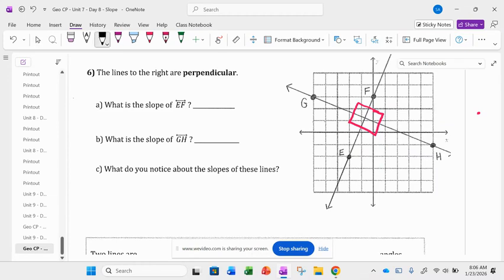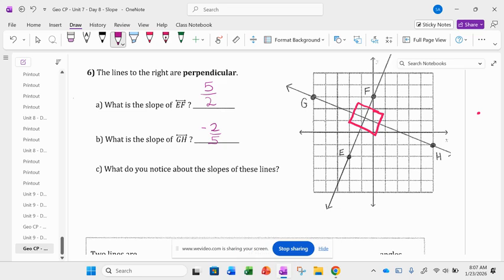Can somebody tell me the slope they got for EF? Noah, what'd you get for the slope of EF? 5 over what? 5 over 2. Did you guys all get the same thing? Yeah, awesome. All right, what did we get for the slope of GH? Jonah, what'd you get for the slope of GH? That is correct.